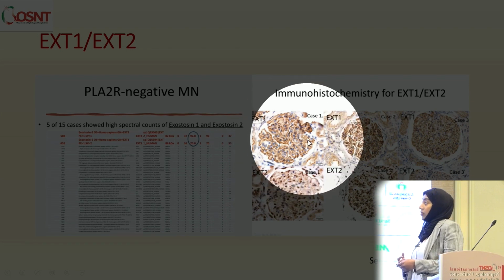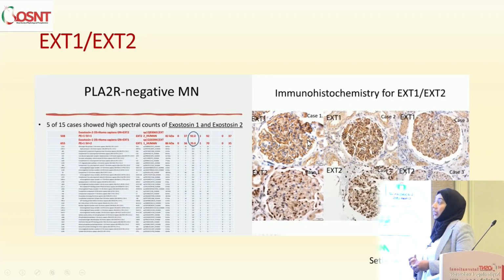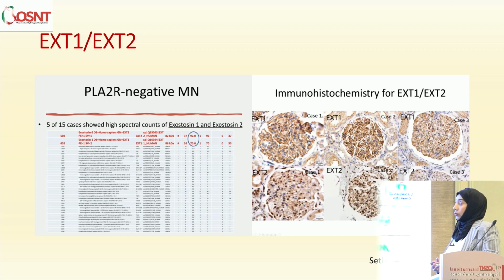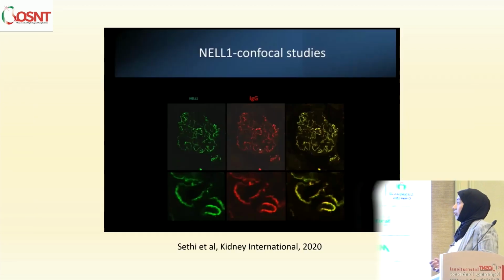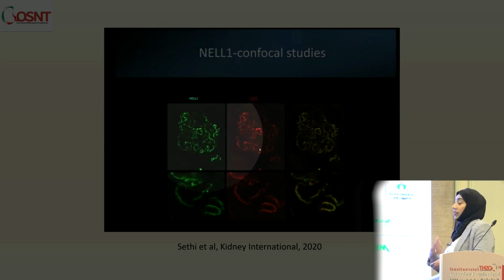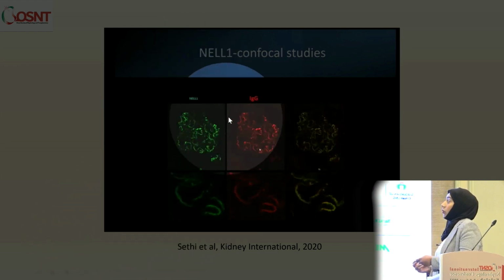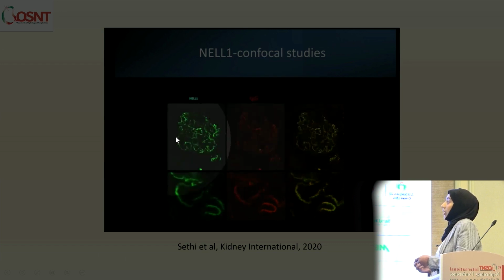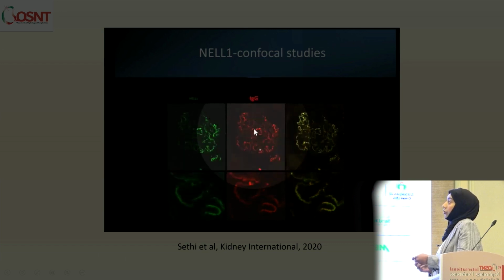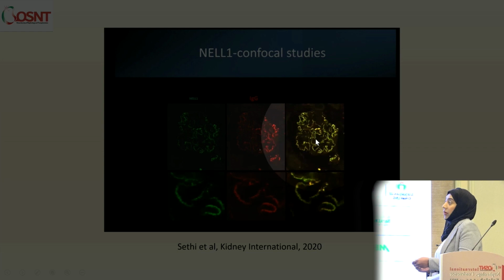One of the tests was histochemistry staining for oxytocin 1 and oxytocin 2. Also, there is another antigen, NELL1, which is the second antigen discovered by this method. They also did confocal studies. They stained the antigen and the immunoglobulin, and you can see they match.